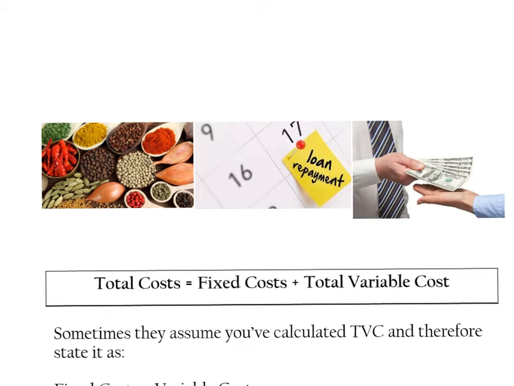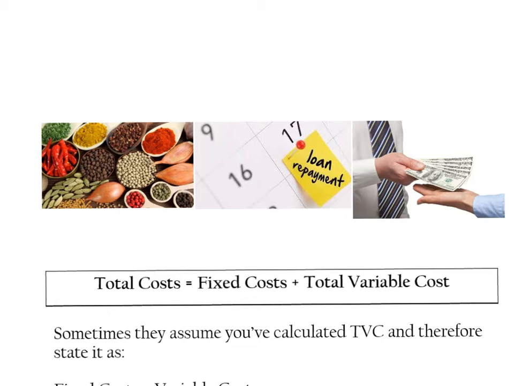Now again, a similar example could be packaging. If we think about packaging, the more products that are sold, the more products that need to be produced, then if those products are being produced, they'll need the packaging to go with it. So packaging is also a variable cost.